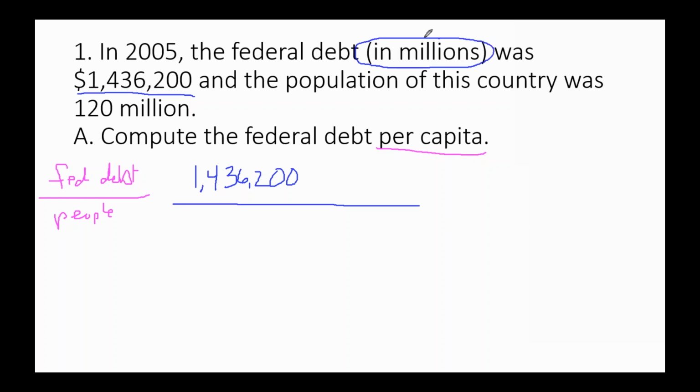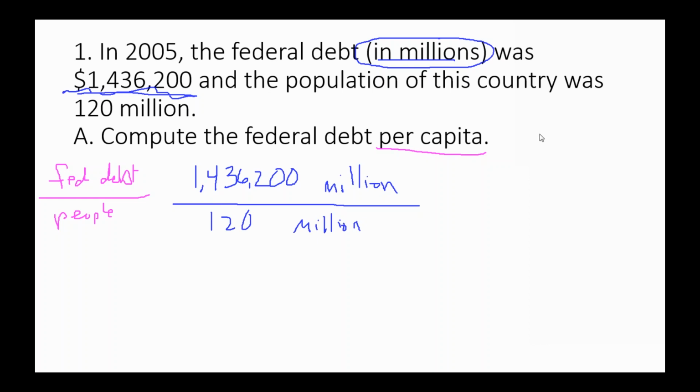It says in millions, right? So we've got this big number, and then it says in millions. So we would add million on the end of that. Okay? Then we're dividing by the people, and the people are 120 million.